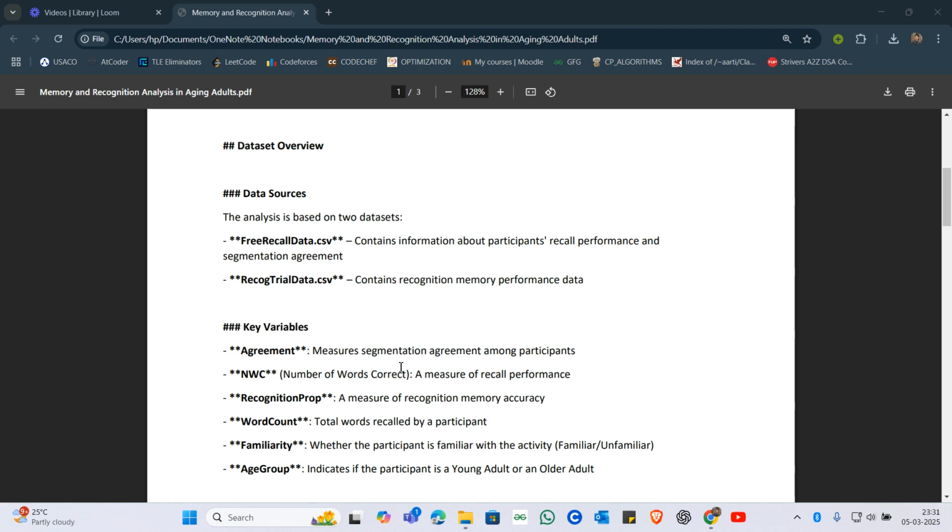Another variable is recognition prop, which is the measure of recognition accuracy. Another variable is word count, which is the number of words that the participant has recalled, and by using this variable, I have found NWC. Another variable is familiarity, which tells whether an activity is familiar or unfamiliar. And the last important variable is age group, which classifies the participant as young or older adult. By analyzing these variables, I aim to find the patterns in segmentation and memory performance.